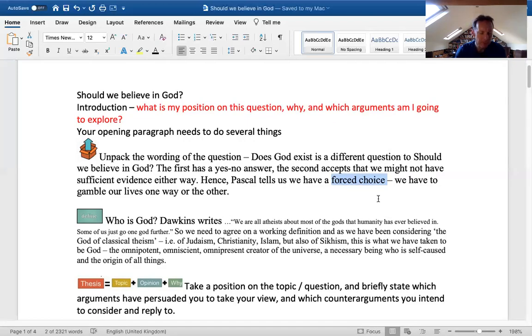Now, there are philosophers, W.K. Clifford is one of them, who says that you should hold no belief without sufficient evidence. If you don't have sufficient evidence, you shouldn't hold that belief. But sometimes we have to take a position on an issue that we don't know everything about.